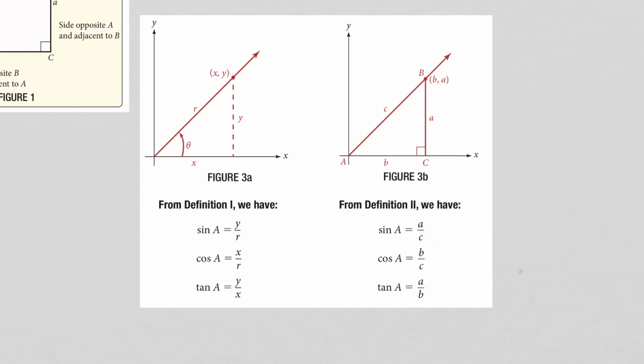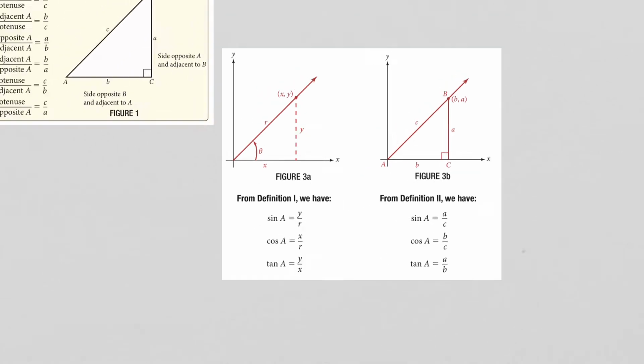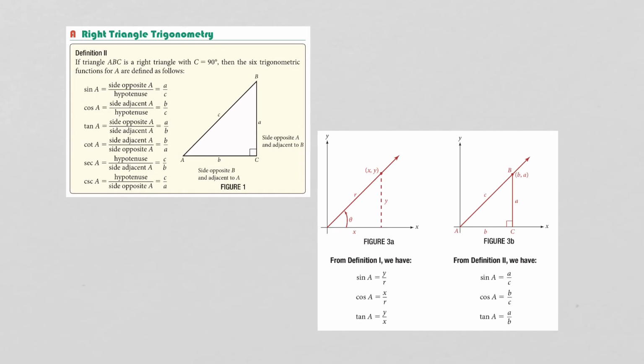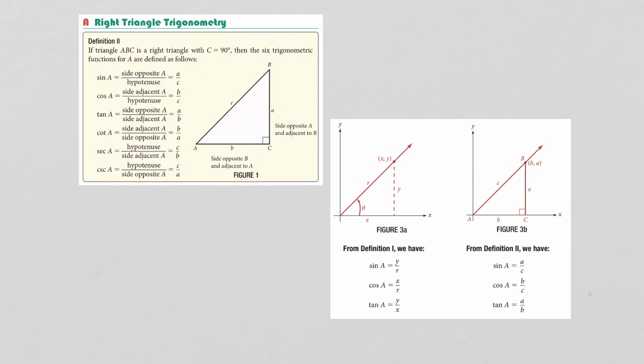Well, notice that A divided by C is the same as y divided by r, right? Because we're just taking this side and dividing it by this side, and over here we're just taking this side and dividing it by this side. So the key point to make here is that the definitions are the same, but the second definition is a more convenient definition when we are working inside of a right triangle. Because in that case, we don't have to put the angle in standard position. We can just look at the acute angle in the triangle.